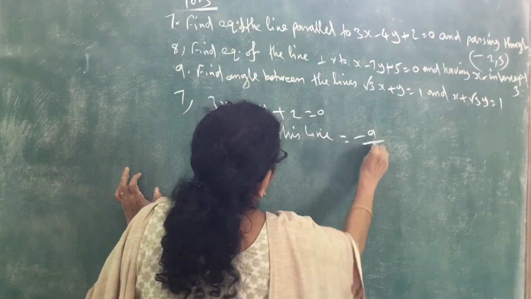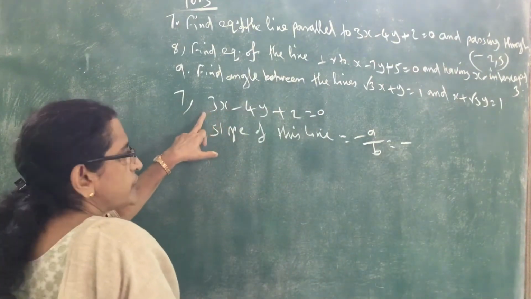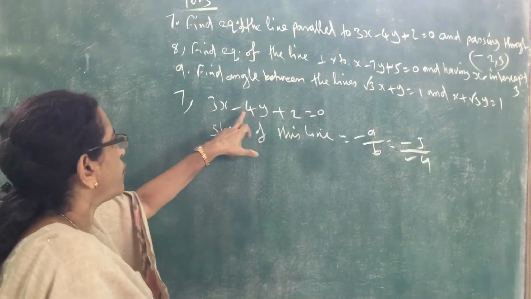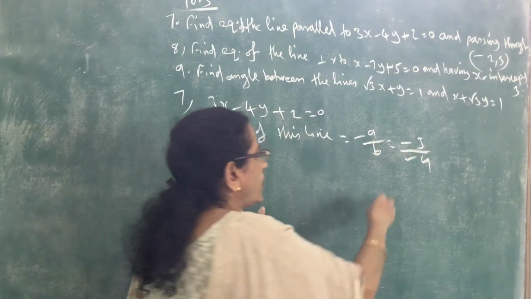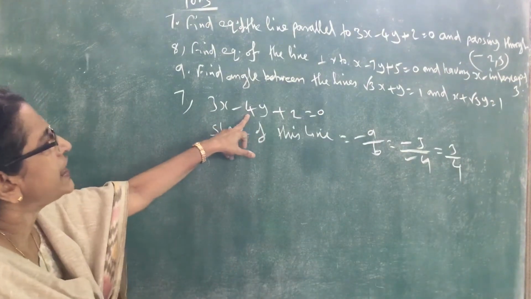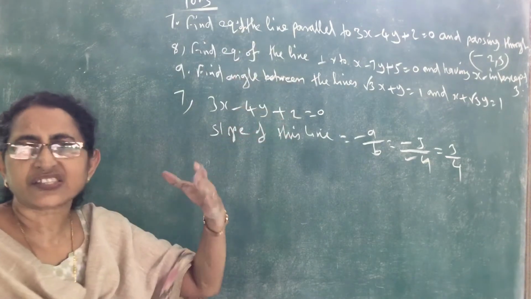So slope of this line is equal to minus a by b. Use that formula. So minus a is coefficient of x, 3, divided by minus 4, that is coefficient of y, that is b. So that is equal to 3 by 4. So this is the slope of this given line. Now the required line is parallel to this line, so their slopes are equal.